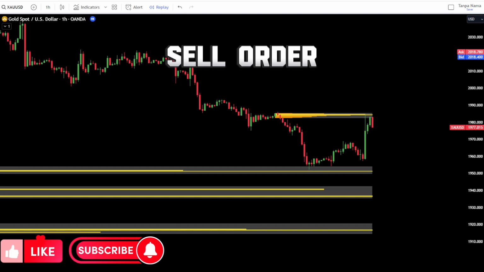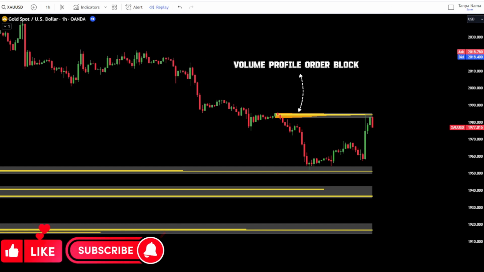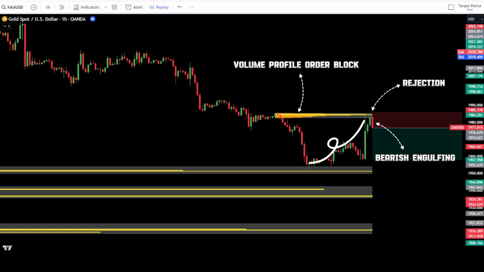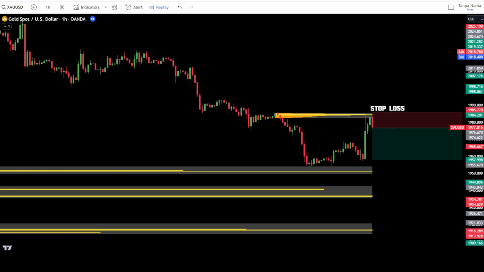How to place a sell order using volume profile order block and price action. If a bearish volume profile order block or resistance area has been formed, we will wait until the price candlestick returns to the resistance area or the volume profile order block area. Then, once the price has returned there, observe the rejection that occurs. If there is a bearish engulfing rejection, you can enter the trade after the completion of the bearish engulfing candlestick. Place the stop loss above the resistance box or bearish volume profile order block. Target take profit using a risk-reward ratio of 1:2.